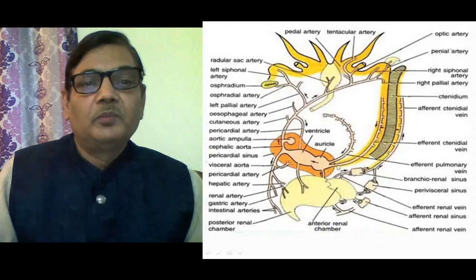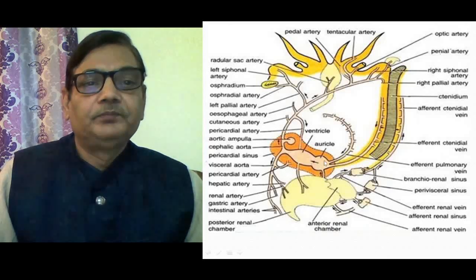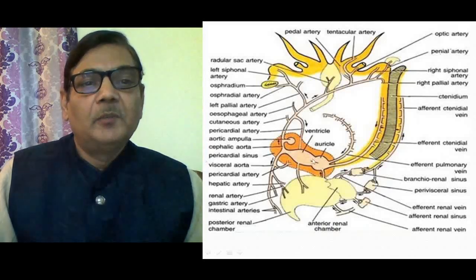And at both times, that means when it is in aquatic mode or terrestrial mode, there will be a third vein, that is actually the efferent renal vein. That efferent renal vein also supplies its blood to the heart, and this blood will then be pumped into the ventricle when the auricle contracts.